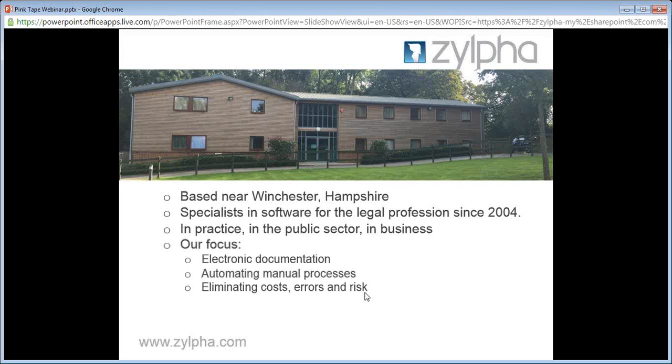It also integrates with a lot of the case management systems out there, but we also have a standalone version as well.